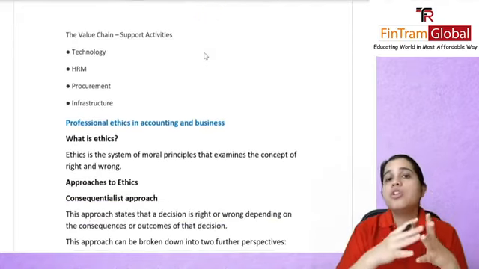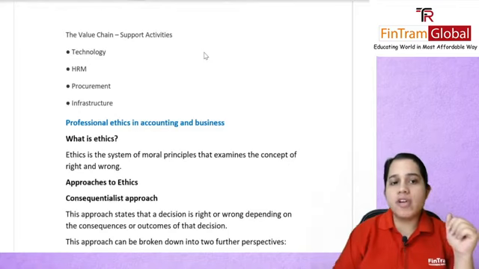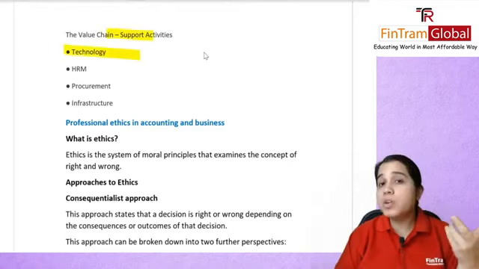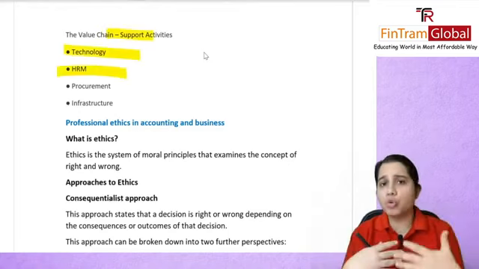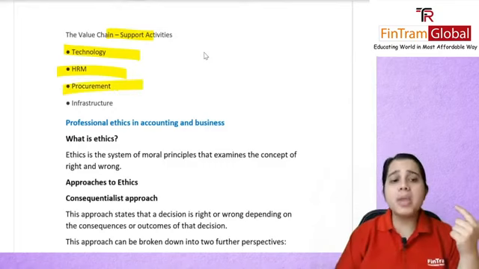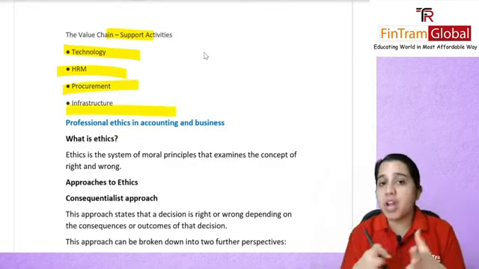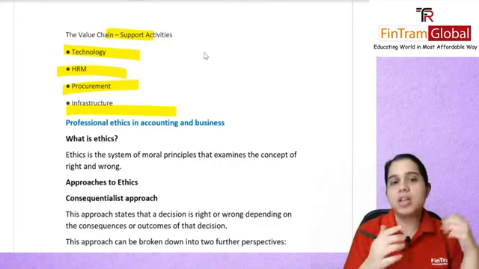You also have your support activities in your value chain. You have your technology, you have your human resource management, relating to the recruitment of people, procurement, and of course, in general, the infrastructure or layout of the organization.